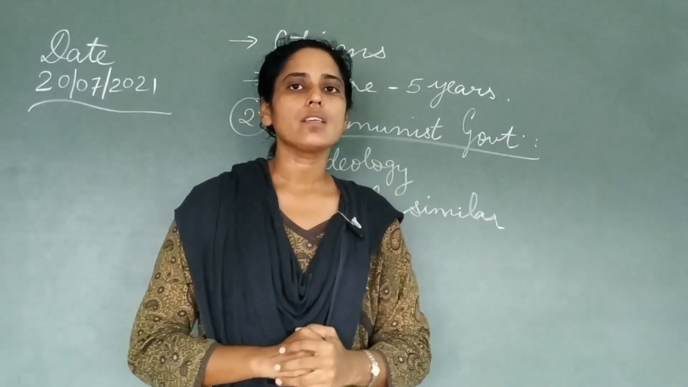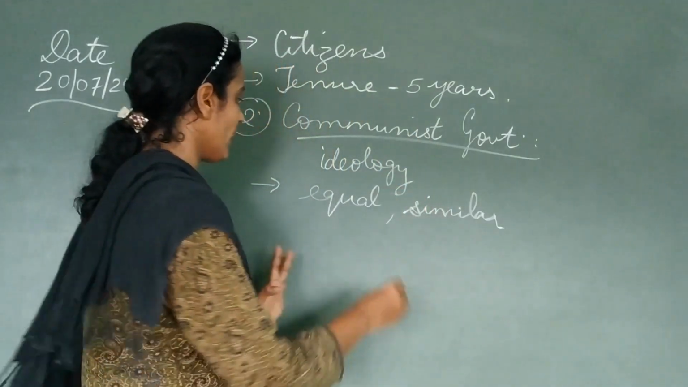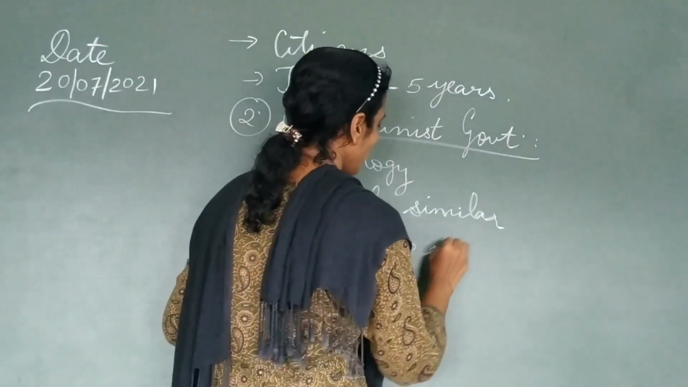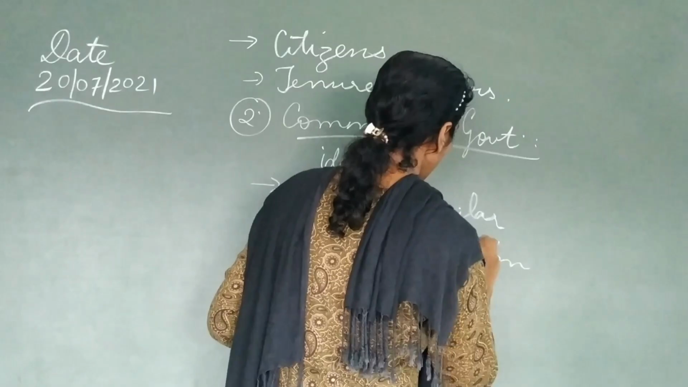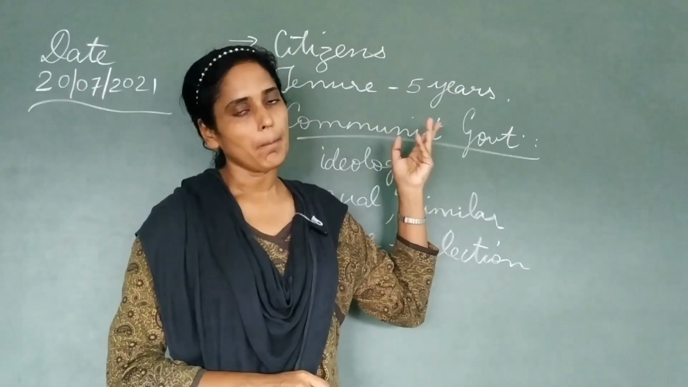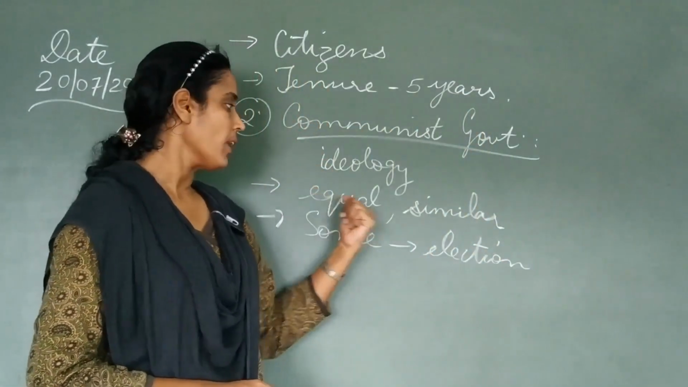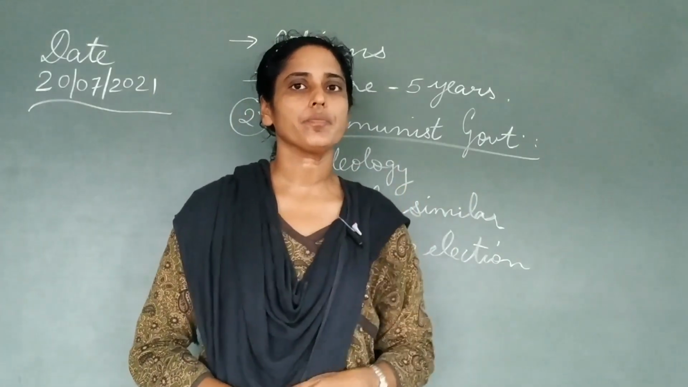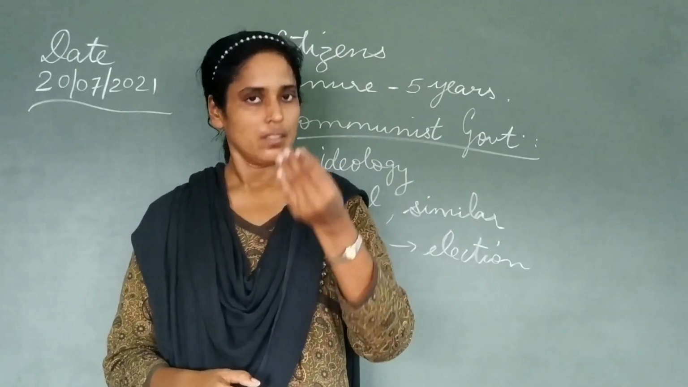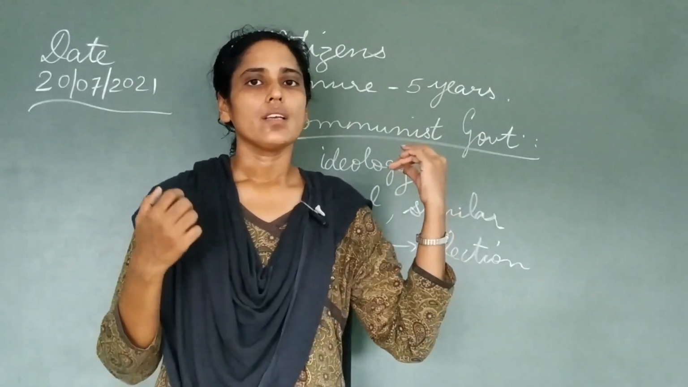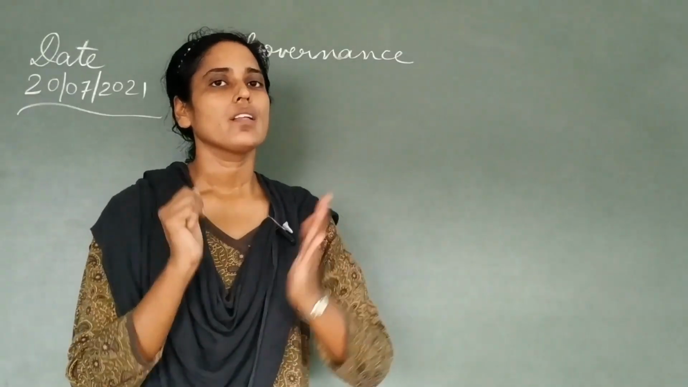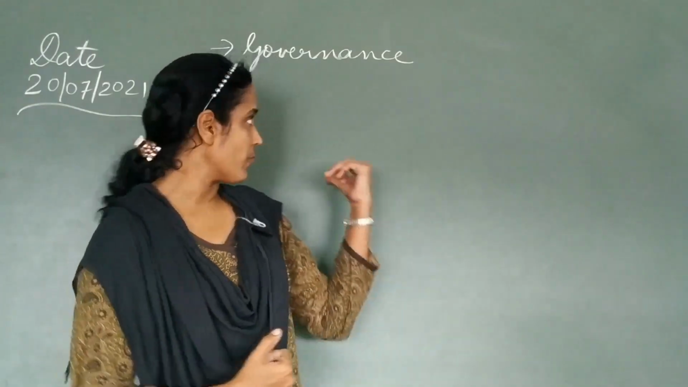But in some countries, communist government is also elected through election. In some countries, not in all. In some countries, they have election for even the communist government. Otherwise, they don't have any need of any election here. But in some of the countries, even if they are following communism, they go for election. That is voting. And then what happens here? The administration and governance of this type of government will give equality and similarity in all aspects to all the citizens.